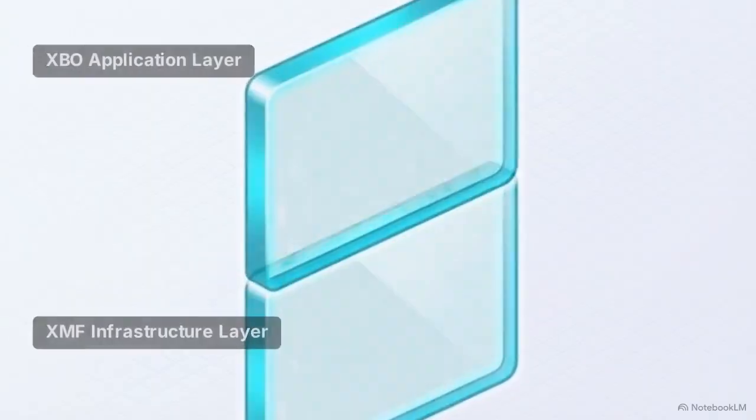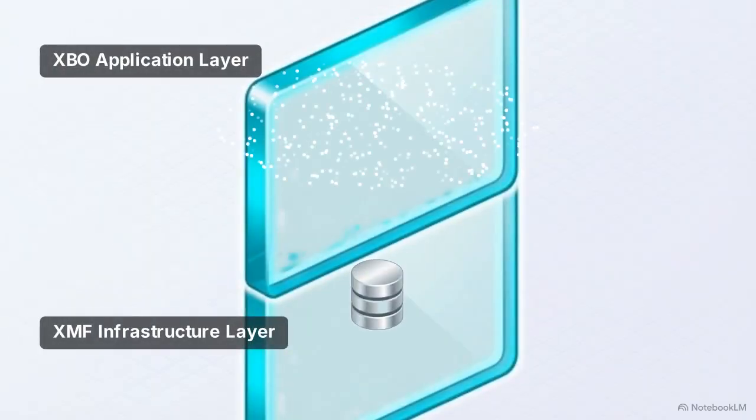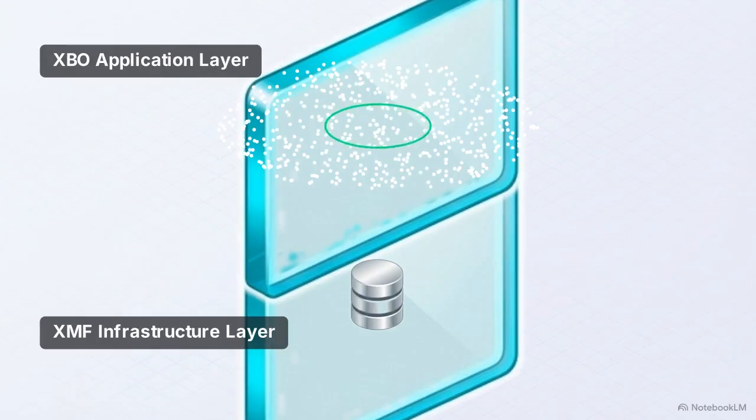The XBO application layer approaches this differently. Without needing a database connection, it instantiates all 10,000 records in pure memory. Every rule is validated in isolation. Only after every object passes inspection does it write the batch to infrastructure in one clean operation.